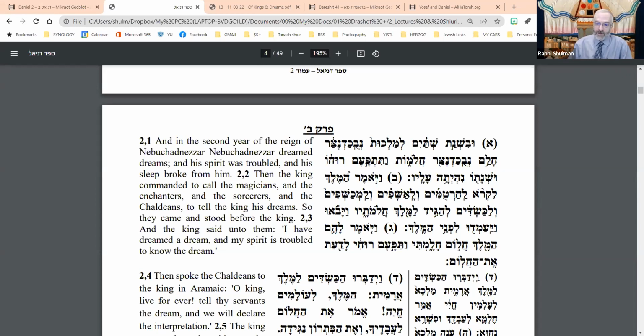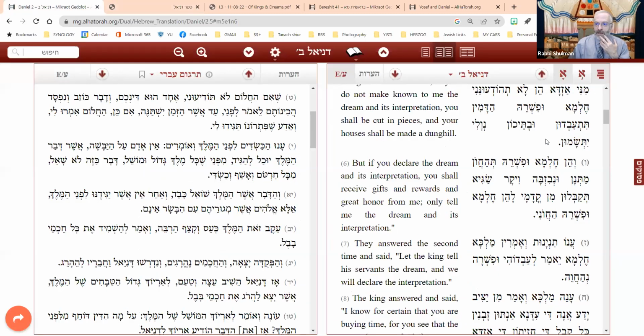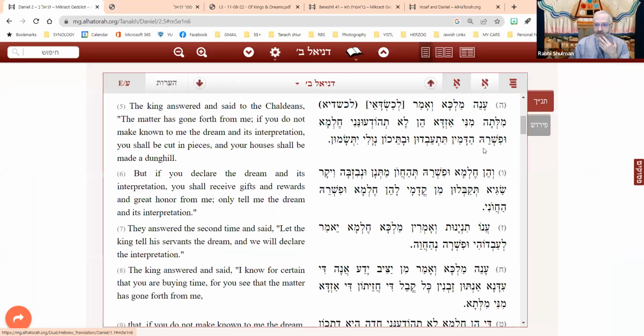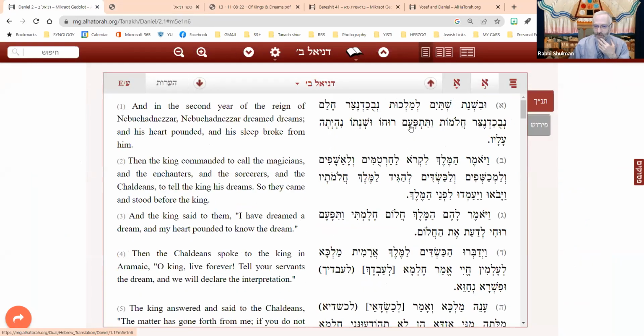I actually want to start with an interesting observation. This phrase: Shnat shtayim l'malchut Nebuchadnezzar chalam Nebuchadnezzar chalamot vatitpa'em rucho ushnato nihyta alav. In the second year of Nebuchadnezzar, he has a dream or dreams, and he's greatly troubled. His spirit was troubled, vatitpa'em rucho. I come back here. So this is exactly the same phrase, right? This is the same Daniel Perek Bet. Vatitpa'em rucho. I think it's a foregone conclusion that this is a phrase we should hear. Right? It should be familiar to us.